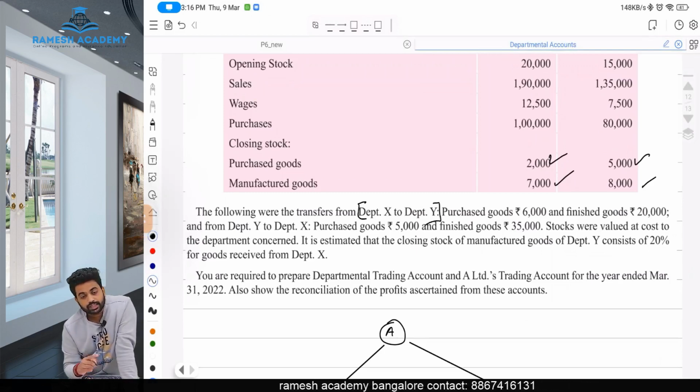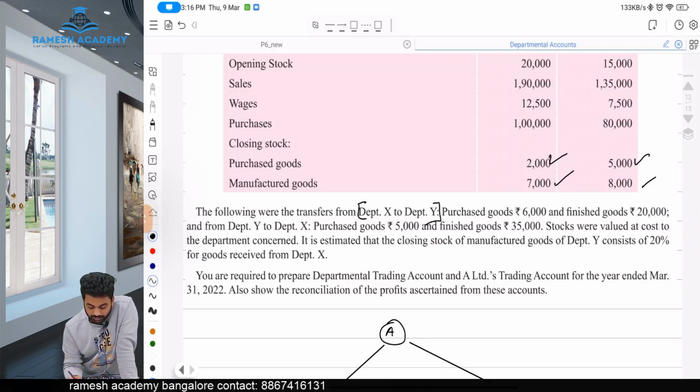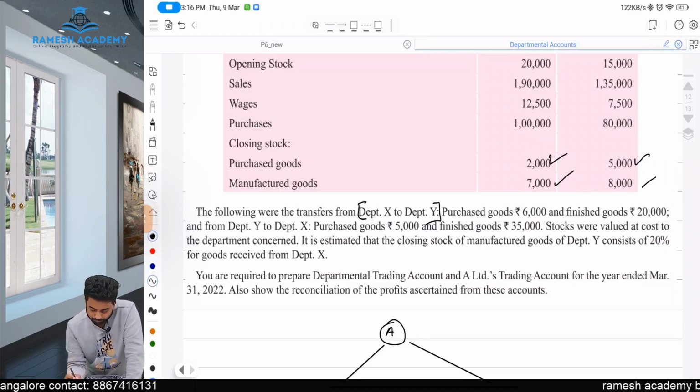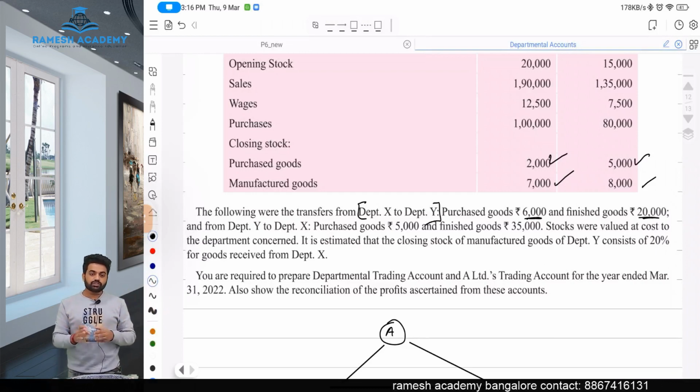So Department X to Department Y, which means for Department X it's kind of sales. Which side do you show it? You have to show it on the credit side. For Y it is kind of purchase, so you have to debit it. X is transferring purchased goods of 6,000 and finished goods of 20,000.